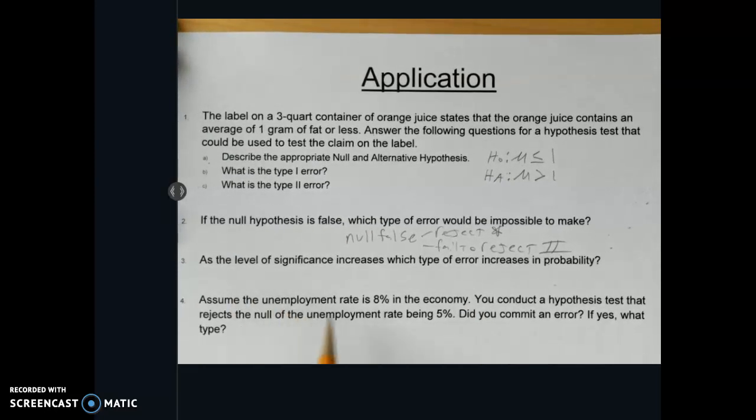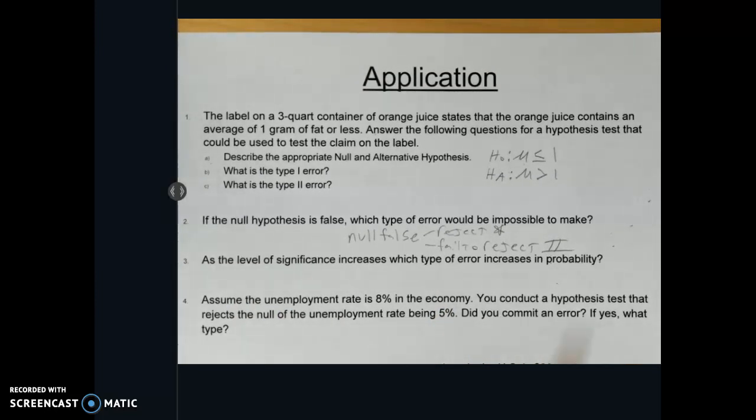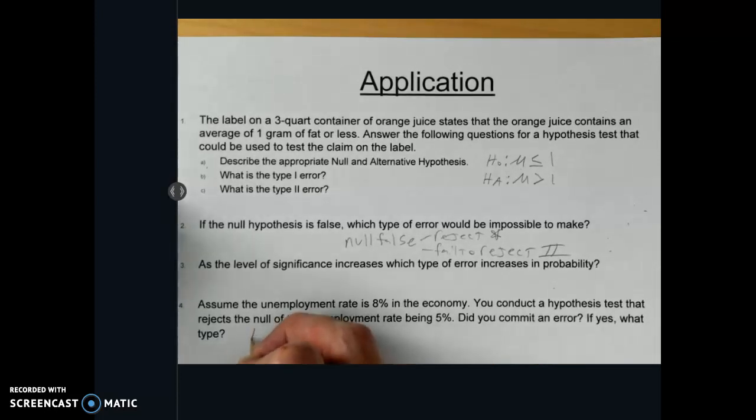It says, assume the unemployment rate is 8% in the economy. You conduct a hypothesis test that rejects the null of the unemployment rate being 5%. Did you commit an error? If yes, what type? Let's set up our hypothesis test. So we know that the null is going to be that the unemployment rate is equal to 5%. And the alternative is that the unemployment rate is not equal to 5%. From there, we can recognize that the actual unemployment rate is 8%.